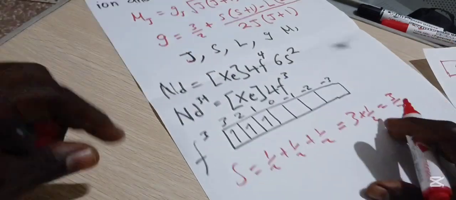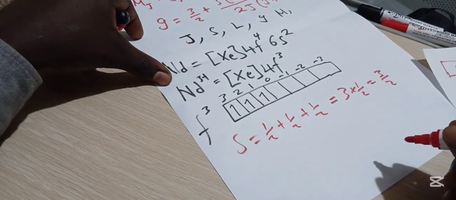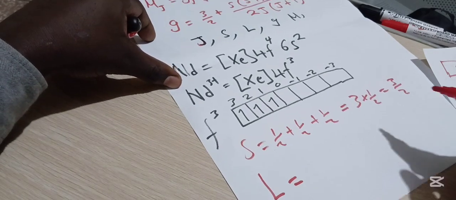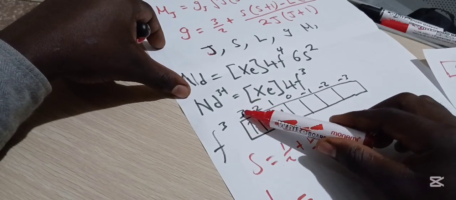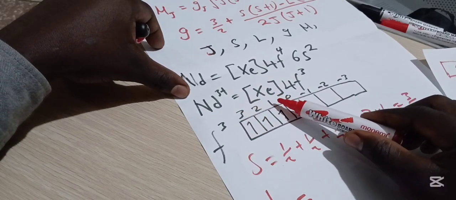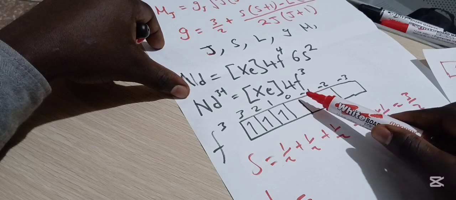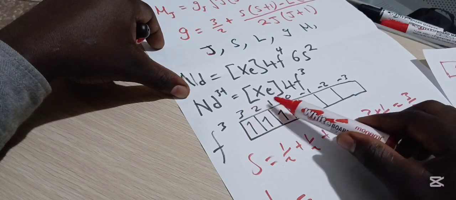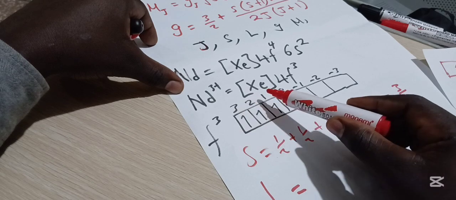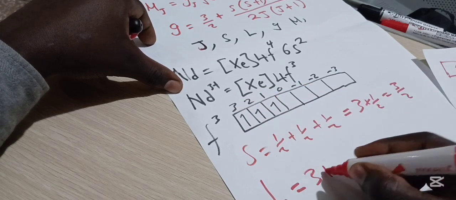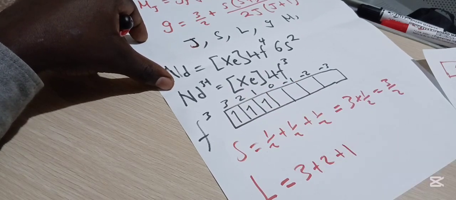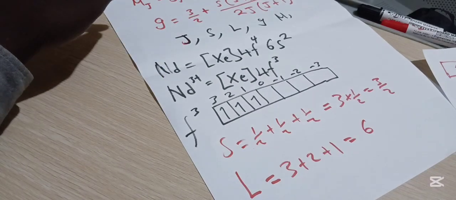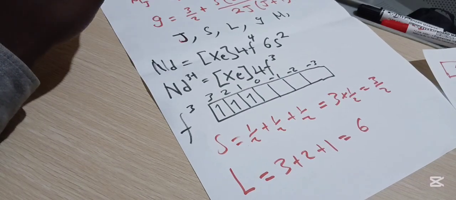Now let's calculate the value of L. L is the sum of the orbital values, added up to the orbital where we have our last electron. Our last electron is at 1, so we add everything up to 1. It's going to give us 3 plus 2 plus 1, which is 6. So we have our L value to be 6.